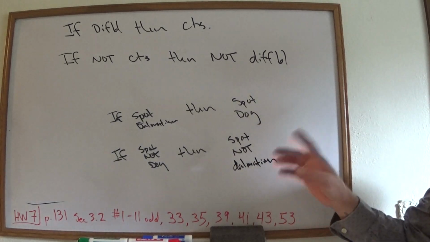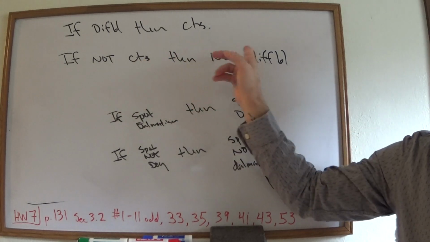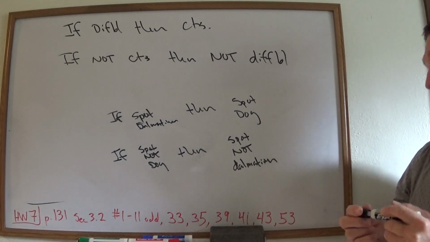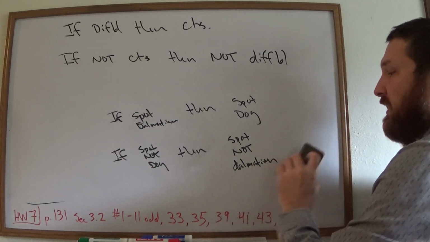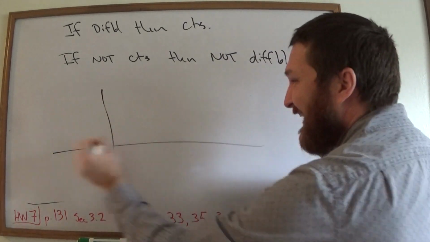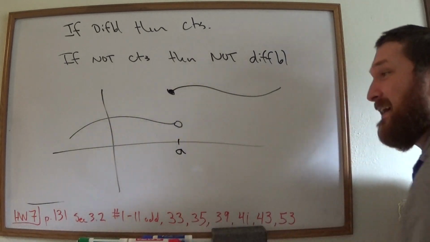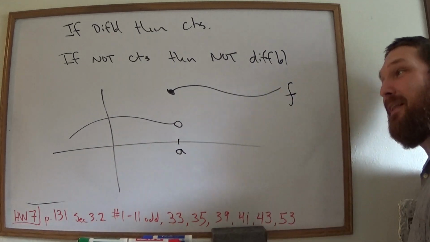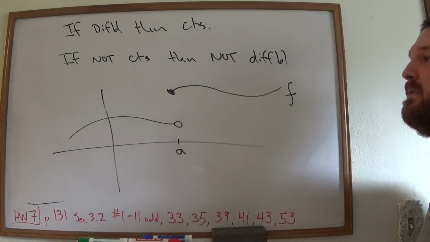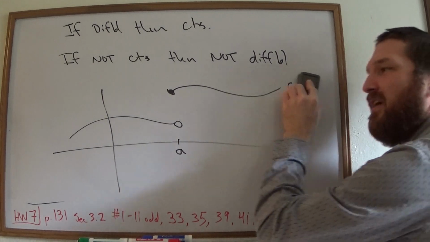Right? And so, since we have if differentiable then continuous, you could say if not continuous then not differentiable. And so, there you go. Okay, that will help you. So you're looking at a function, and it does something like this. And here's A, and they say, is f differentiable at A? No, because it's not continuous. You have to be continuous before you could be differentiable. It's not continuous there, so it's not differentiable there. We don't even need to think about it.